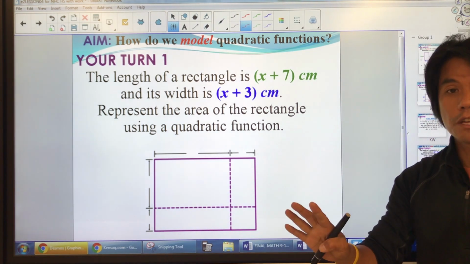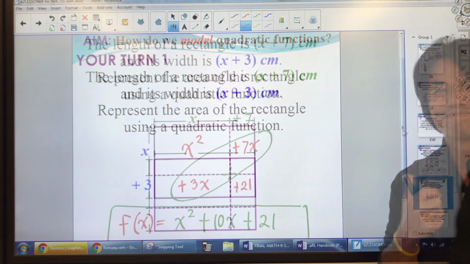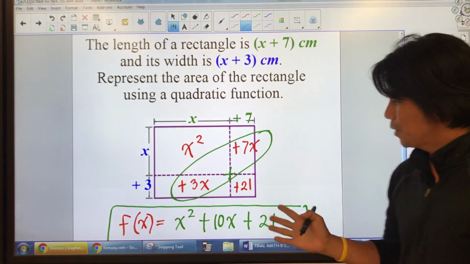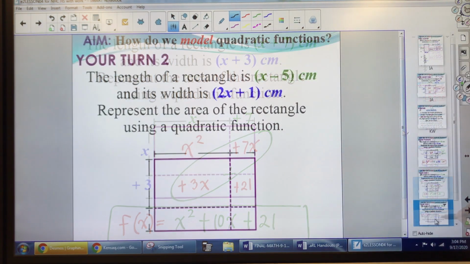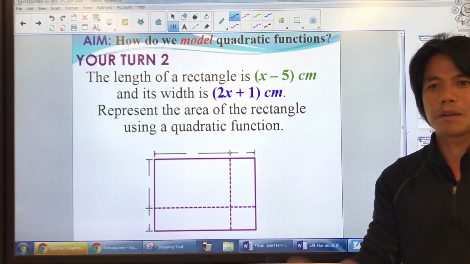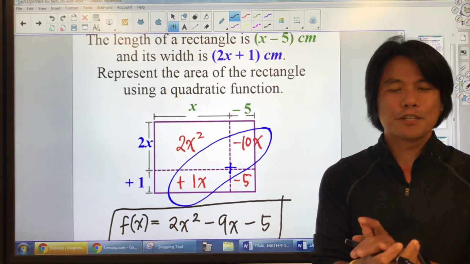Now it's your turn. Make sure you pause your video while you're doing it. Once you're done, come back so that you can check your answer. Alright, welcome back. I hope you got this answer correct. Let's go to the next one. So, same process, pause your video, come back once you're done. If you got that right, you're good to go.